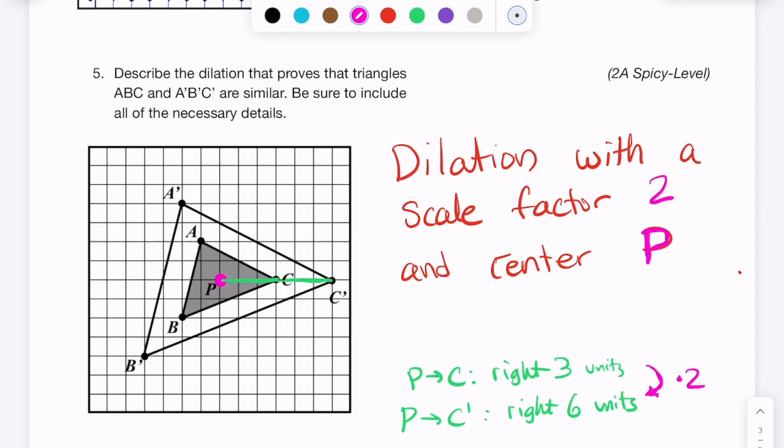Okay, so we have to provide both of those details. You would not get credit for this question, definitely not if you just wrote dilation, and definitely not full credit if you just wrote either center P or scale factor of 2. Awesome.